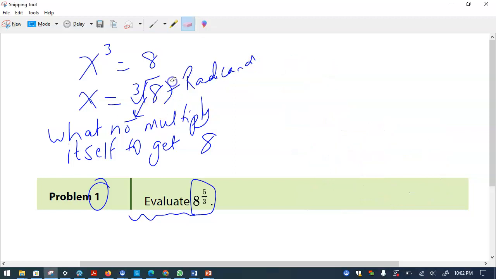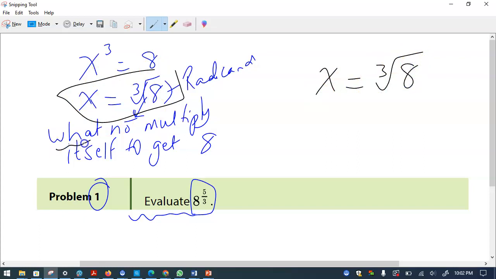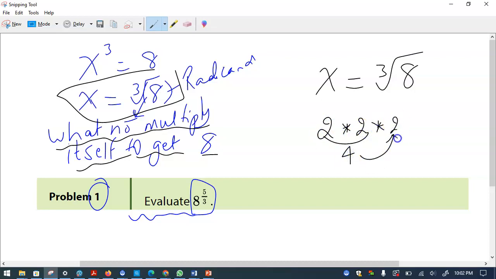So when you write x is the cube root of 8, it only means what number multiplies itself to get 8. And you can see the only number is 2 times 2 times 2. 2 times 2 is 4, and 4 times 2 is 8. So what number multiplies itself 3 times? Because there's a 3 here, it depends on 3.